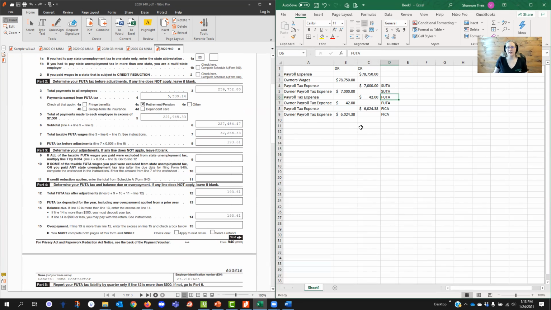So that is really quick and simply how we take our limited information that we have and break out the owner's wages from the payroll expense.